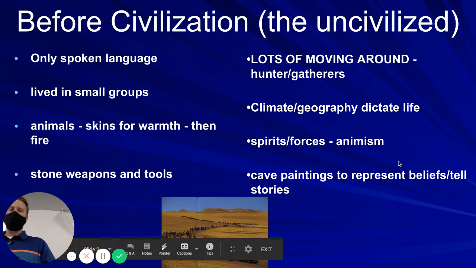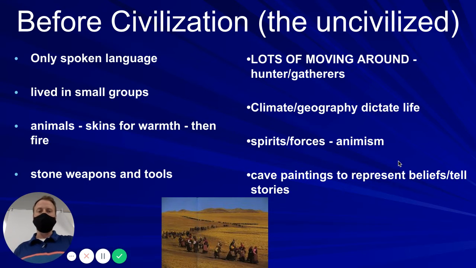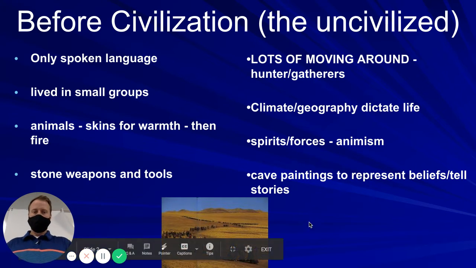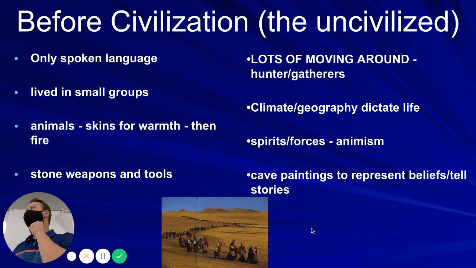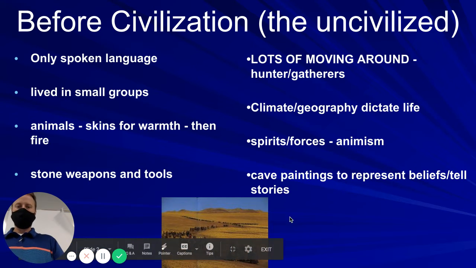Religion was just an understanding of spirits and forces. It's called animism. There's no real defined religion. And basically the only writing that we have, and kind of a history of this, is cave paintings to tell stories. So very basic, okay?